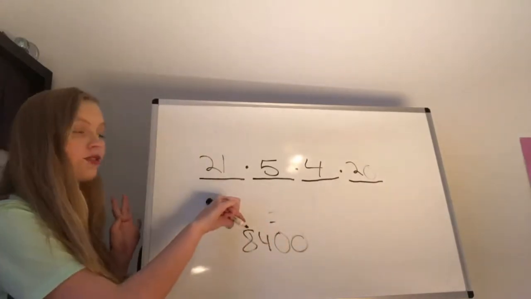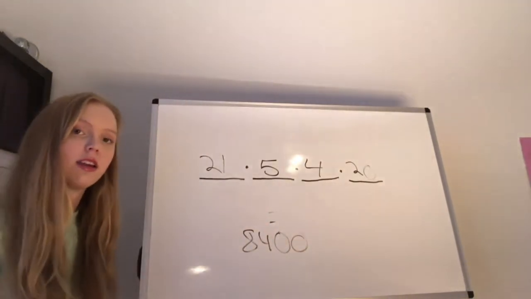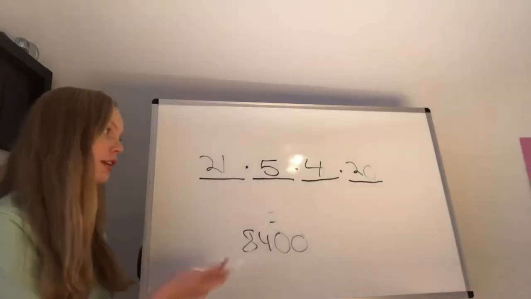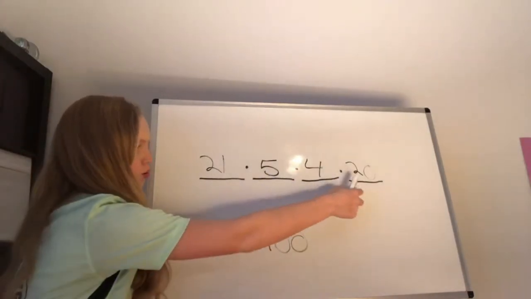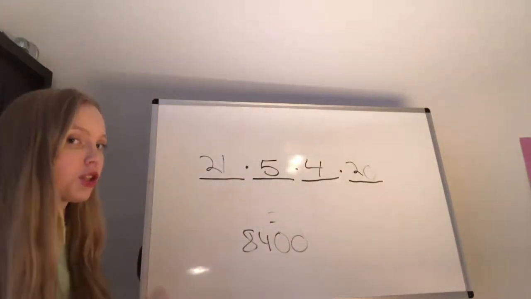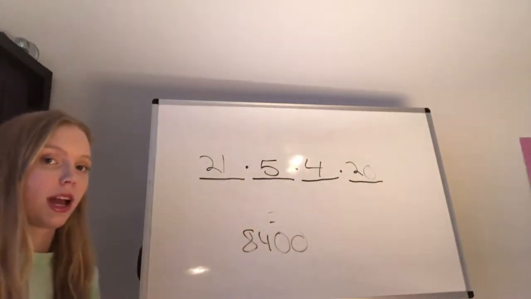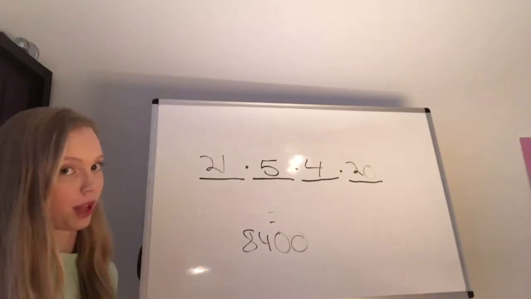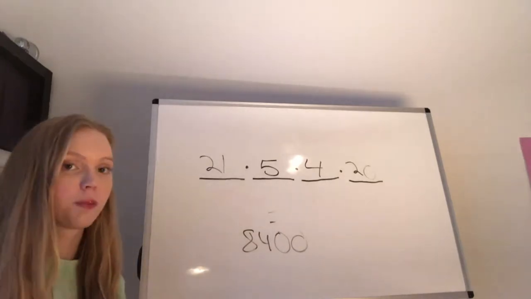Now, if you left it in this form, again, that's fine, but this one's pretty easy to multiply out. This is 20, this is 20, that's 400. 400 times 21 is 8,400. So with things that are pretty easy to multiply out, it's easier to grade if you just multiply it out. But again, it's not required.